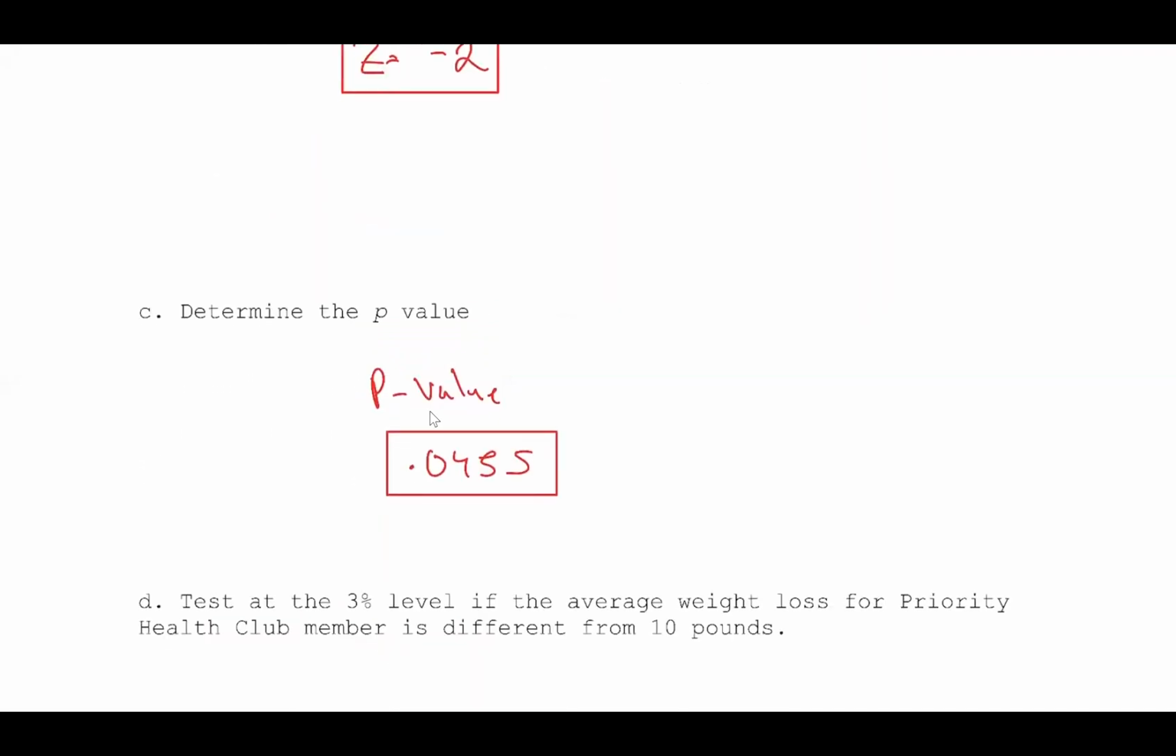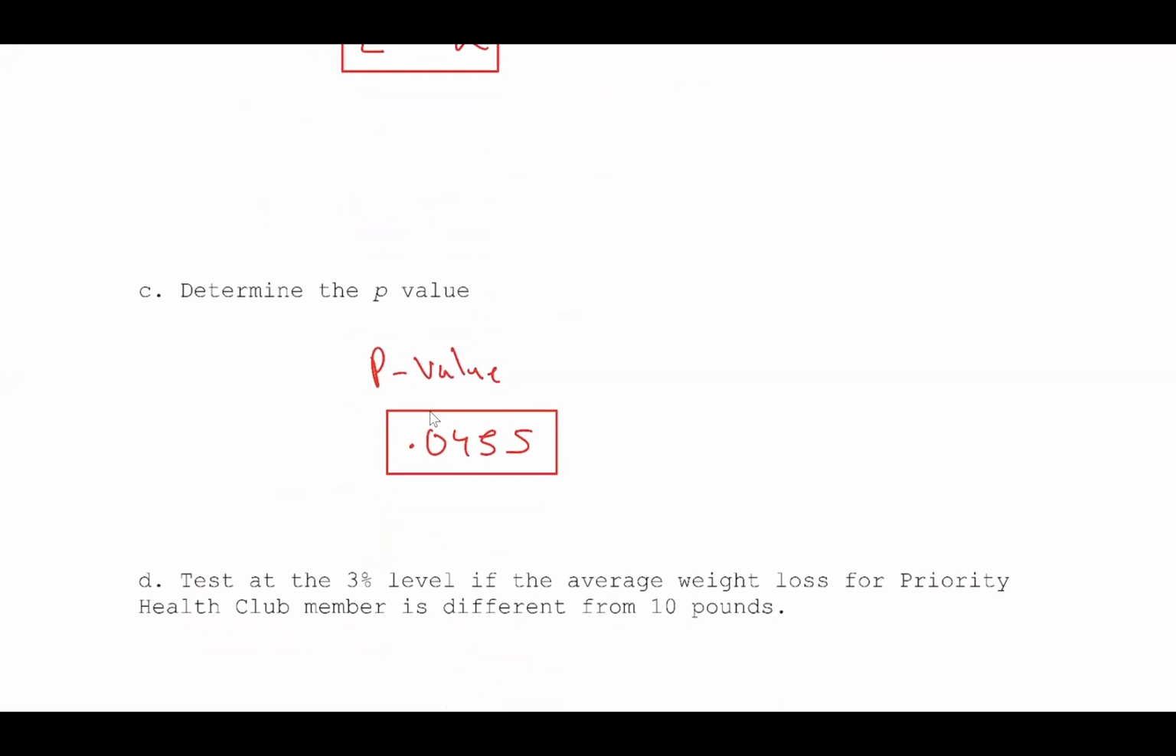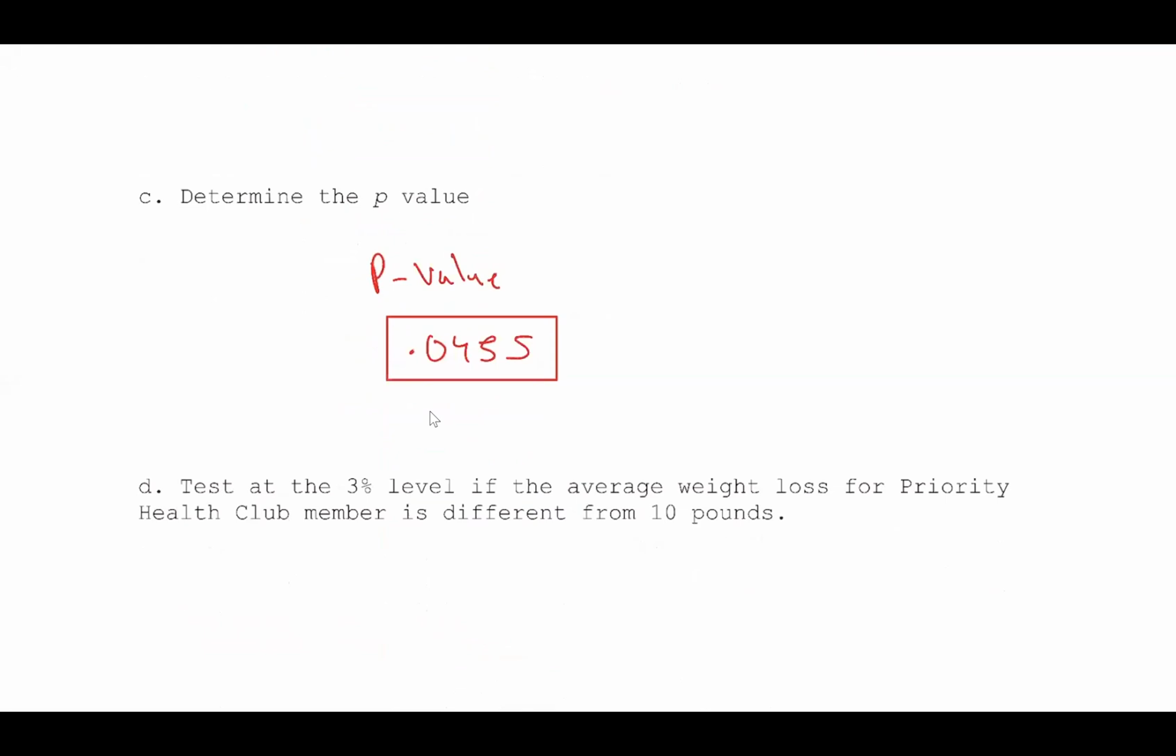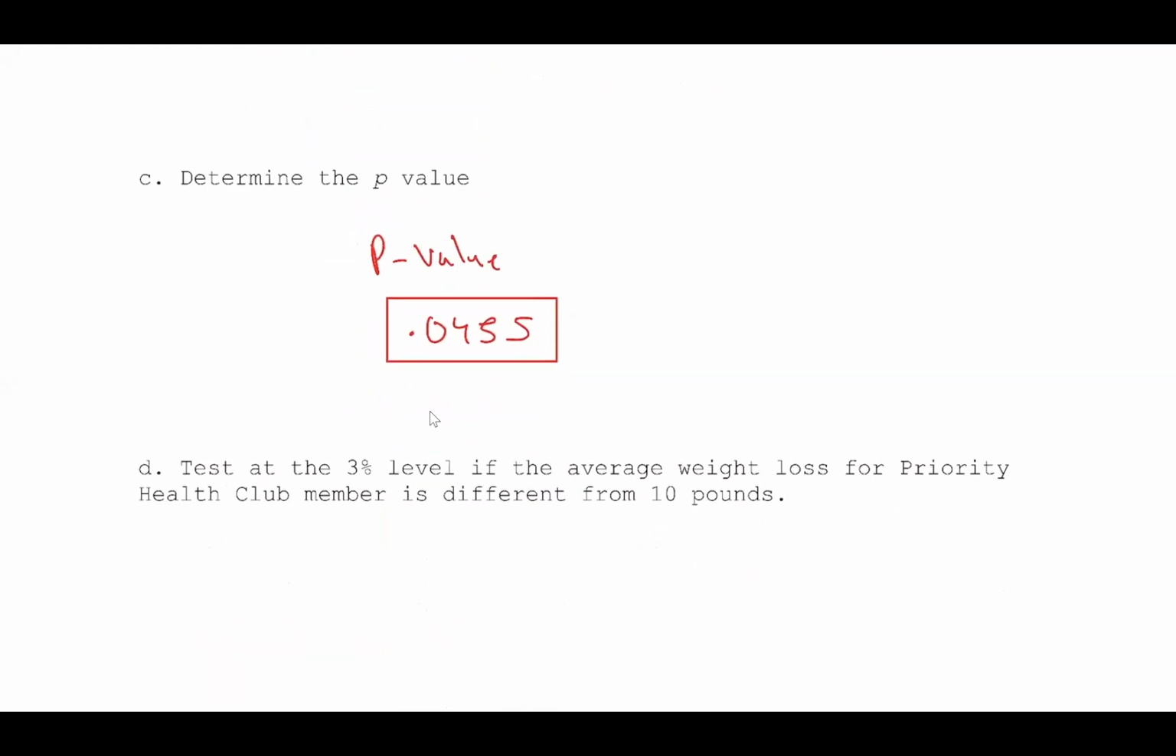So now what we have to do is write a conclusion. This is where some of you kind of messed up for the last quiz. Some of you forgot to put a conclusion. You put reject the null hypothesis, or fail to reject the null hypothesis, but you didn't write a conclusion. So be careful with that, because if you don't write a conclusion, you're not going to get full credit for it.